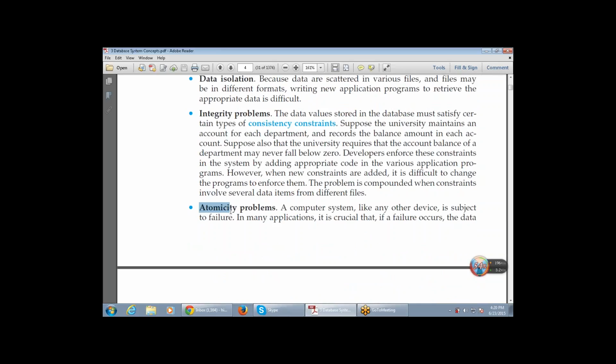The next is the atomicity problem. There is also a problem of atomicity. That is a problem that is caused by failure. That is the atomicity problem.